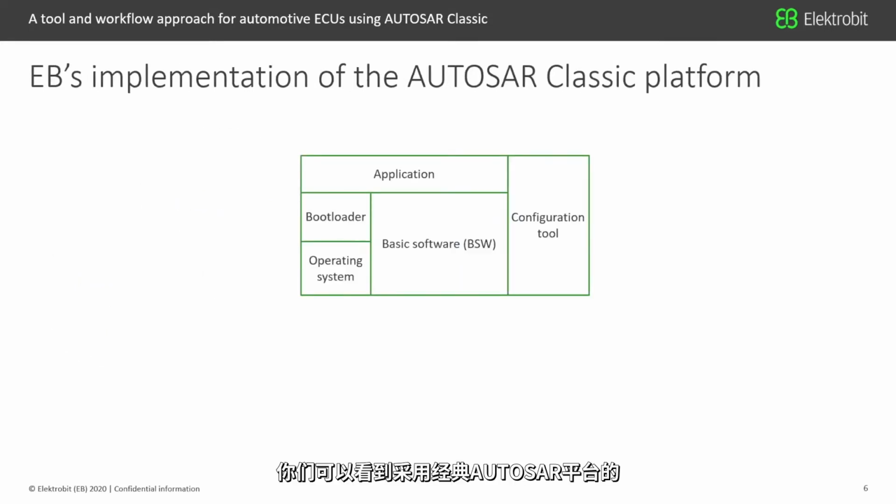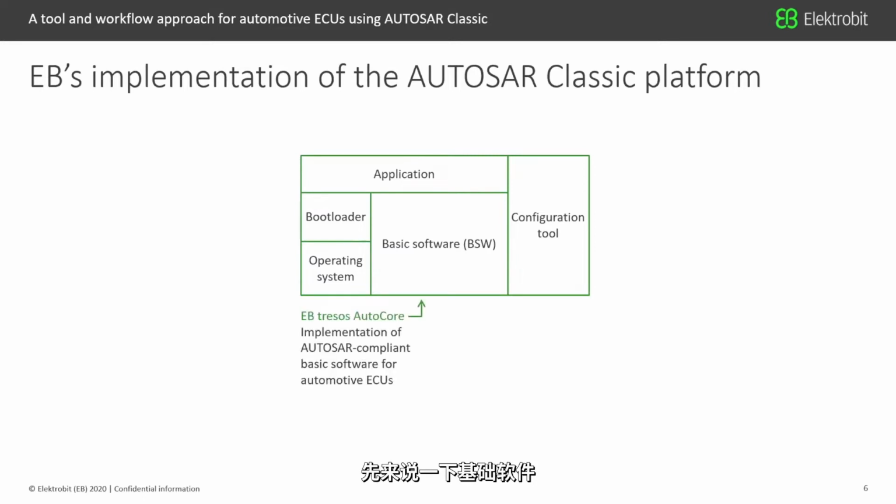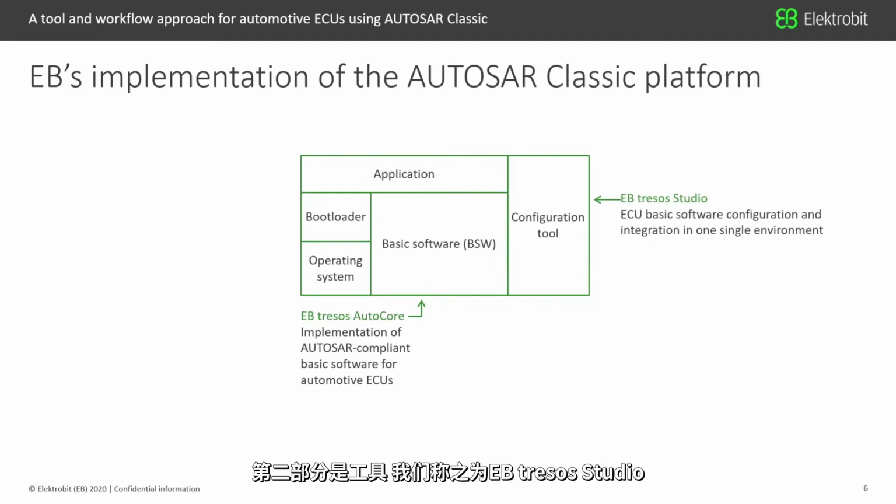On this picture, you see the areas of the EB tresos product portfolio, which implements the classic AUTOSAR platform. Starting with the basic software, here the product name is called EB tresos AutoCore, and it's an implementation of the AUTOSAR compliant basic software for automotive ECUs. The operating system next to it is here a separate product due to its hardware dependency. The second part is the tooling, and we call this EB tresos Studio. It's the ECU basic software configuration and integration tool in one single environment.